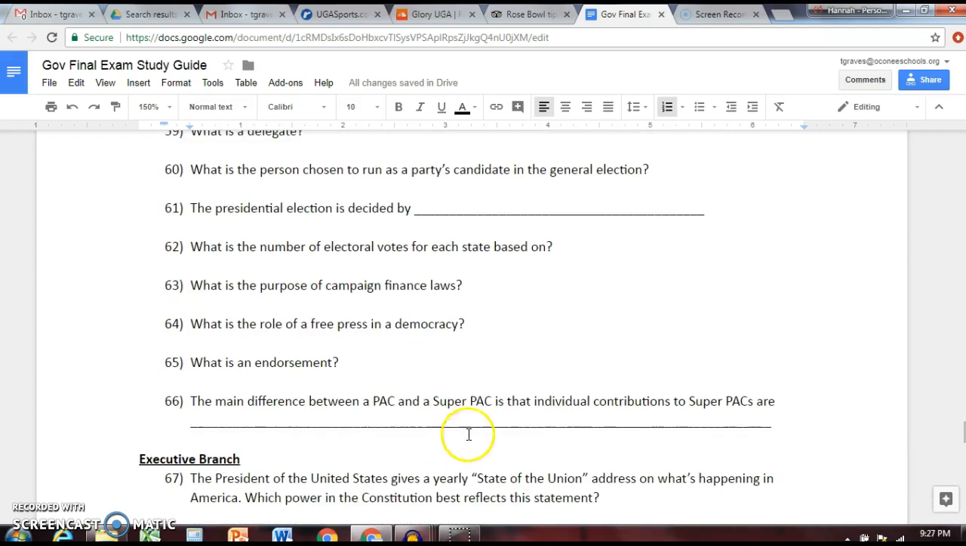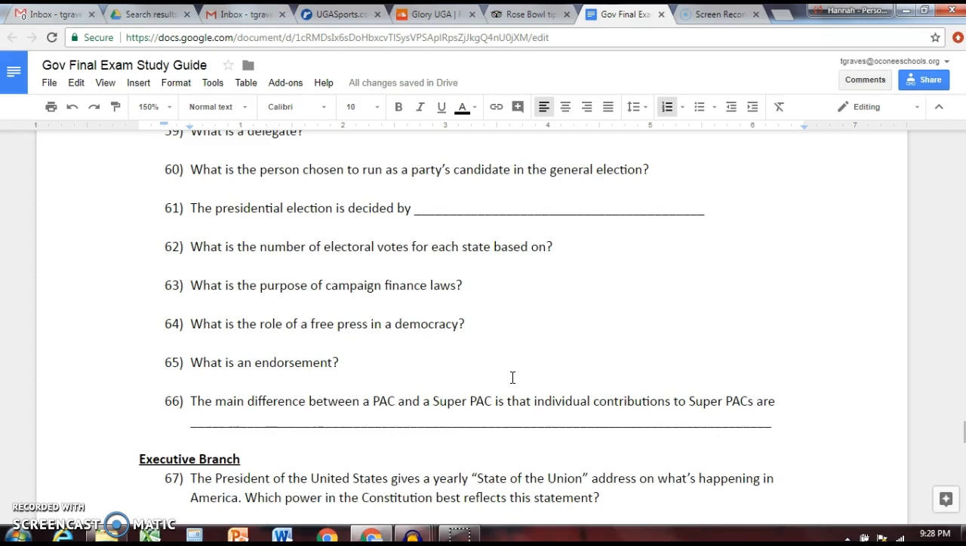Number 65, I'm talking about campaigns. An endorsement is where a very popular public figure comes out and supports a candidate openly in public. We're talking about a PAC and a super PAC. A PAC and a super PAC, they're both private organizations that raise money to support a political candidate. And they accept donations from people who support that candidate. So Donald Trump had PACs and super PACs, and so did Hillary Clinton.